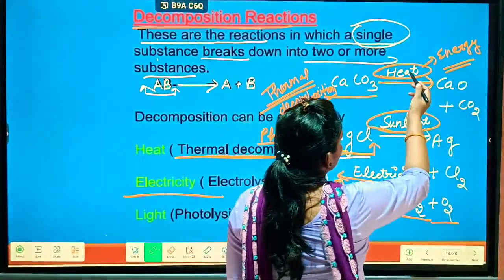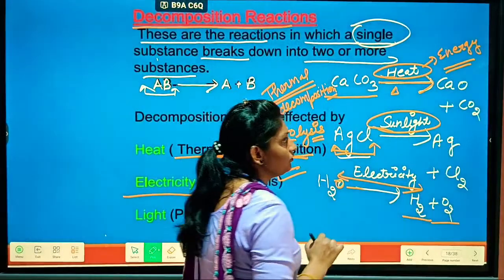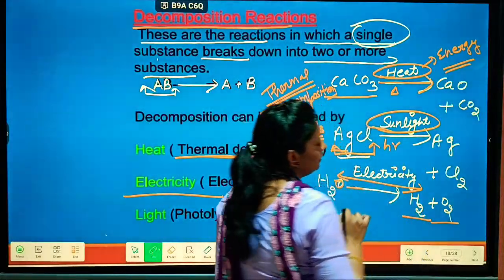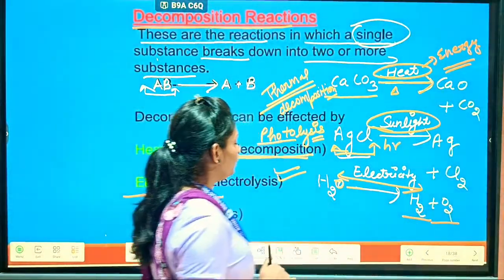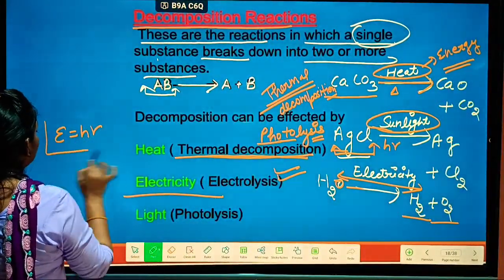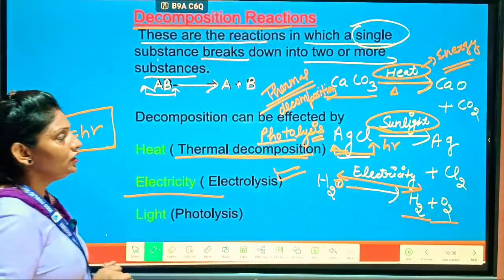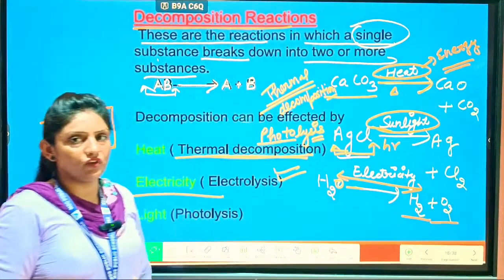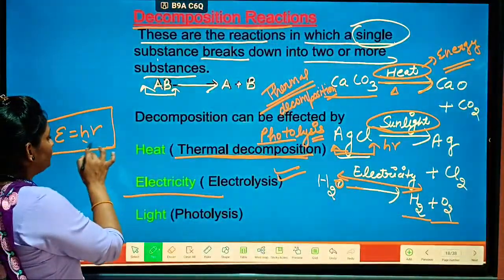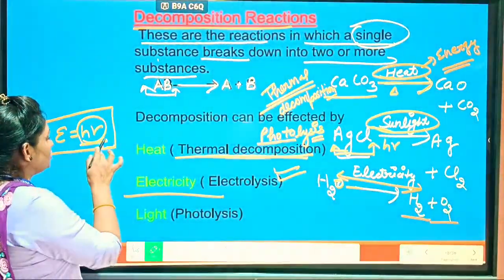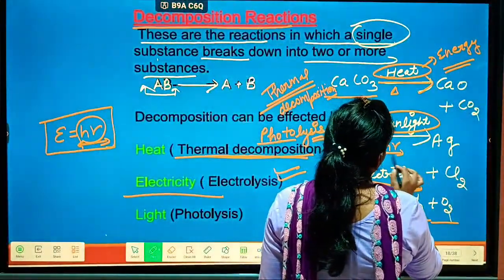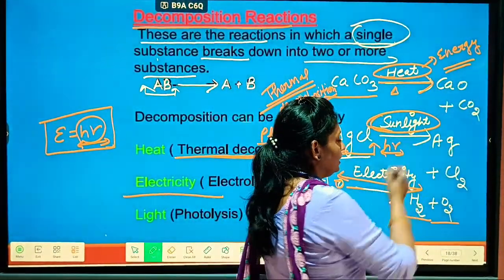Students, we can show heat by this symbol also. This is the symbol of heat here. And sunlight, we can write in this form. This is h nu. What is h nu? h nu is one photon of light. Here photon is a packet of energy. One packet of energy is known as a photon. Okay, so here E is equal to h nu. And for sunlight we use this one, students. So h nu is one photon of light. So we can write this one also in place of sunlight.